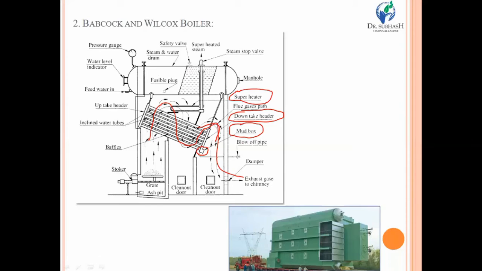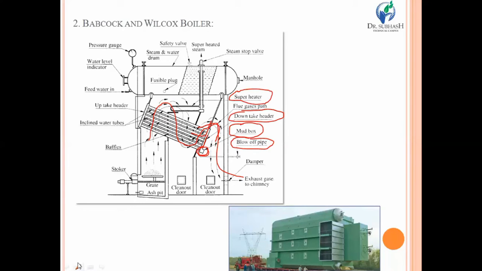The basic function of a mud box is to collect the mud present in water, which may be some impurities or sediments. If water is circulating in that way, due to their dense mass, that impurity or mud is collected by gravity in the mud box, and from the mud box it can be easily removed. So that's why the mud box is provided here. Exactly below that mud box there is a blow-off pipe.